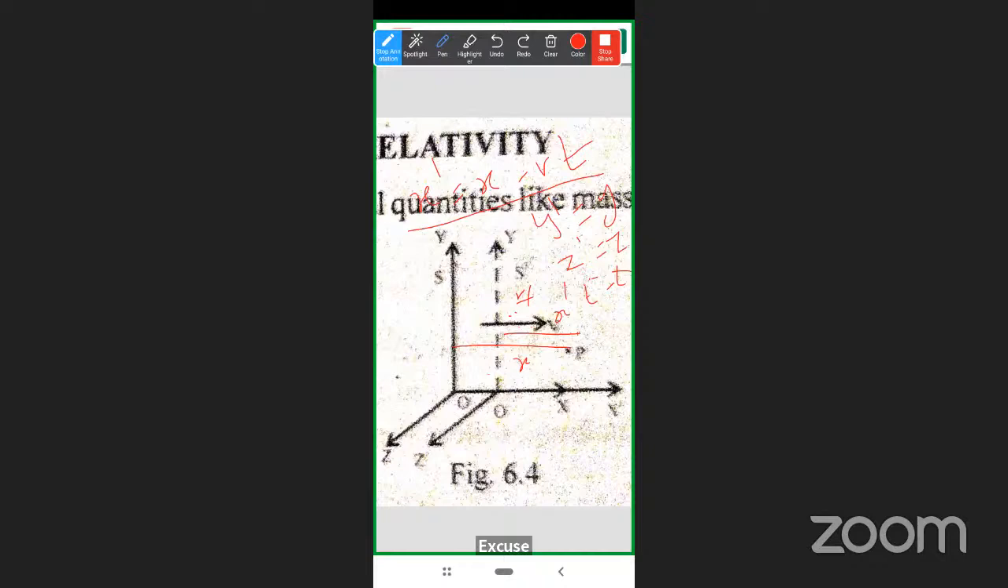y dash is equal to y, z dash is equal to z, t dash is equal to t. These four equations are known as the Galileo transformation equations.